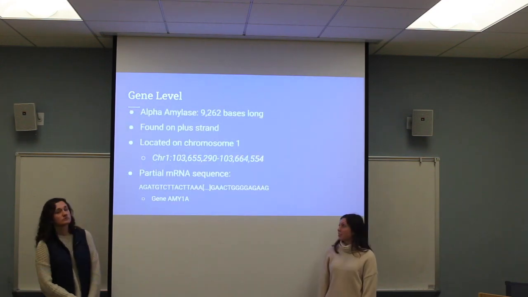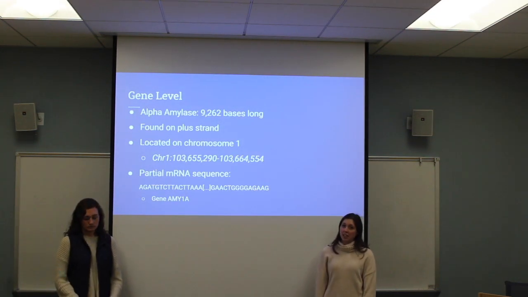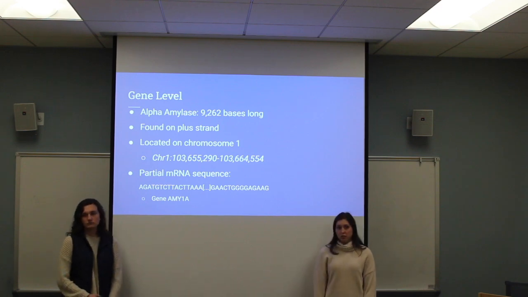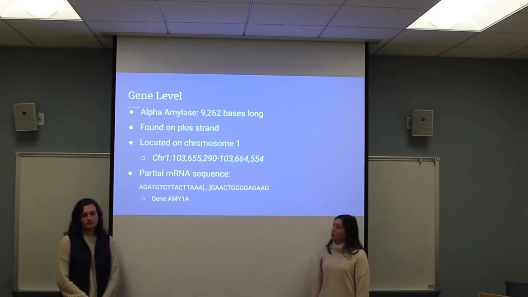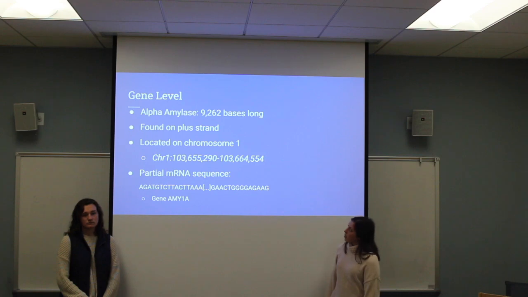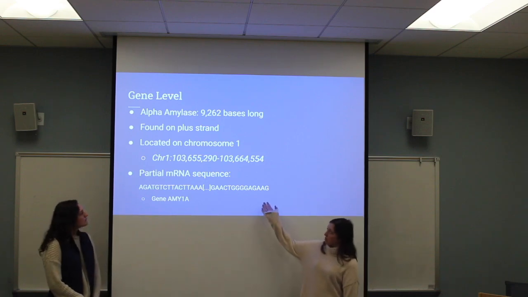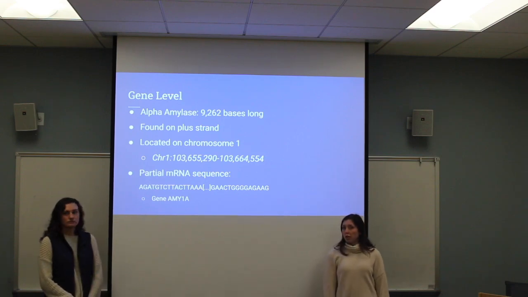Looking a little more at the gene level, alpha amylase is 9,262 bases long. It is found on the plus sense strand, which means this is the strand that is transcribed into mRNA and then translated into proteins. It is located on chromosome 1, and here is a partial mRNA sequence that we found of the gene AMY1A.